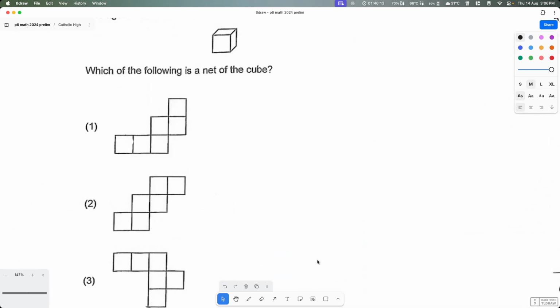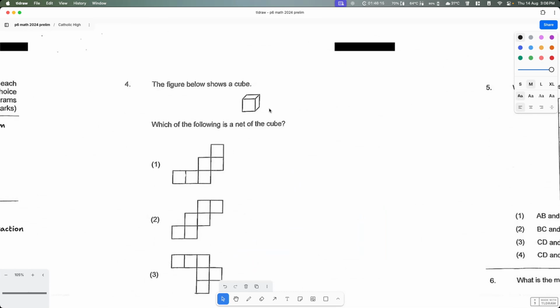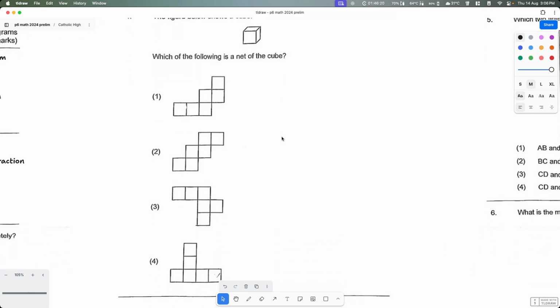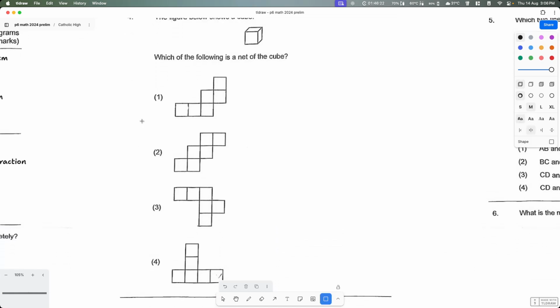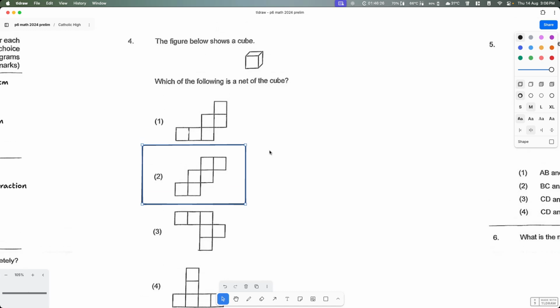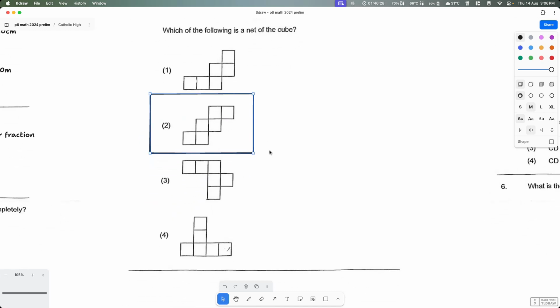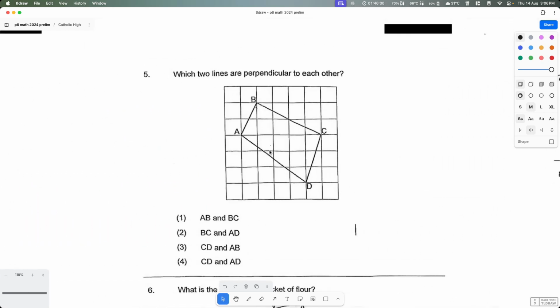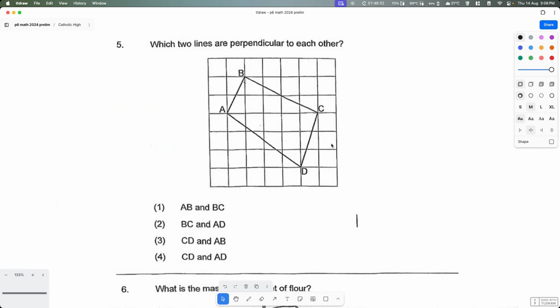Which of the following is the net of the cube? For nets of cubes, you generally want to remember the different nets. In all honesty, if you remember this, then option number 2 is the correct answer. Okay, so let's move on to question number 5. Which two lines are perpendicular to each other?